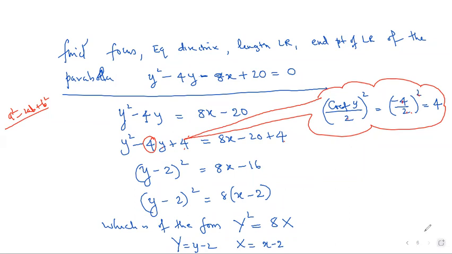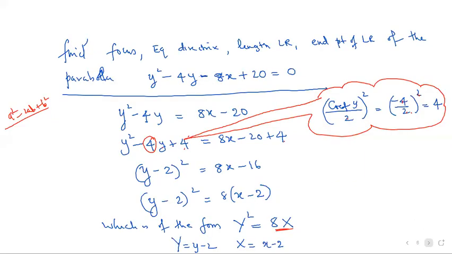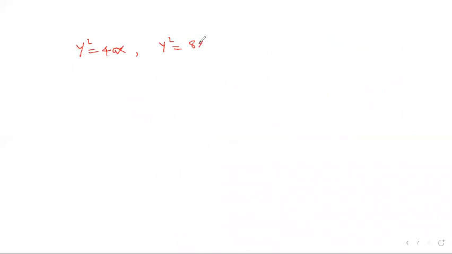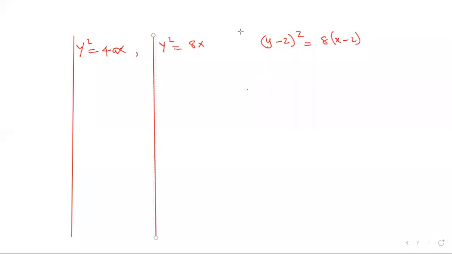Understood. Now look at this. Y square equal to 4x. Then you have y square equal to, what was the number we got? 8x. Then we have got y minus 2 the whole square is 8 into x minus 2. Now whatever they asked or not asked, I'm going to teach you all of them, how to derive the answers.